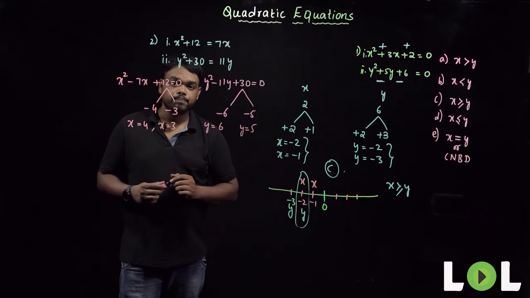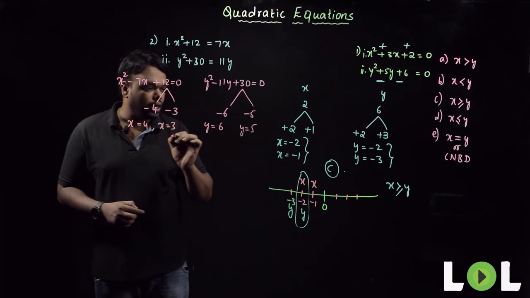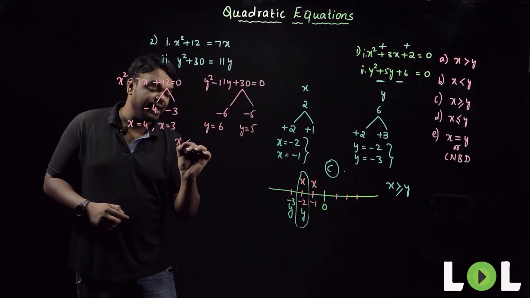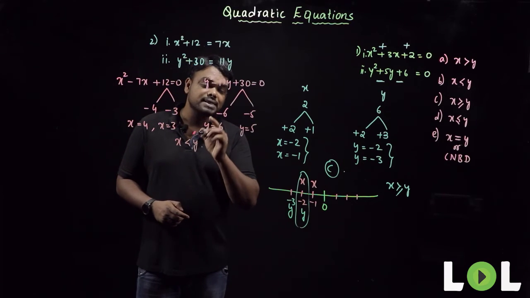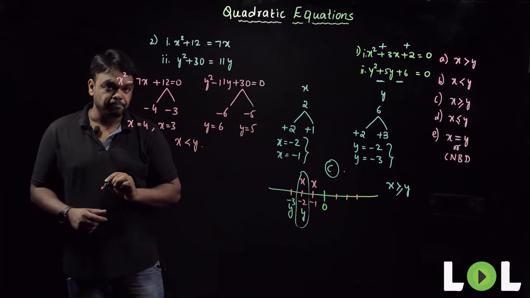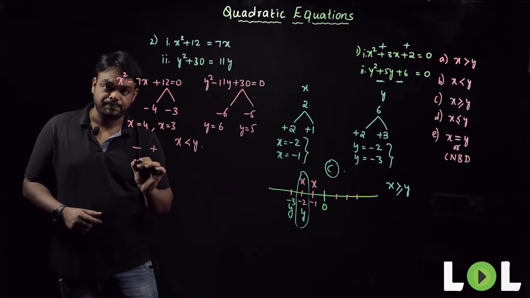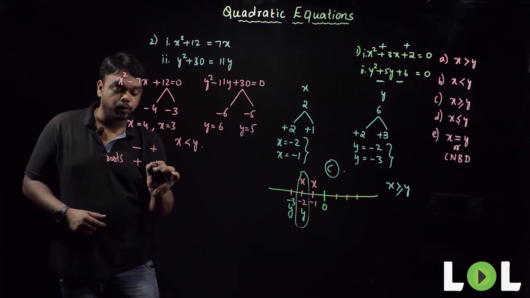Now comparison. If you see both the values of x, 3 and 4, are less than both the values of y, directly we can say x is less than y. Now, can we use the sign table to directly tell the answer? No. Why? Here, in the equation, we have minus and plus. Means, what will be the roots? Roots both will be positive.